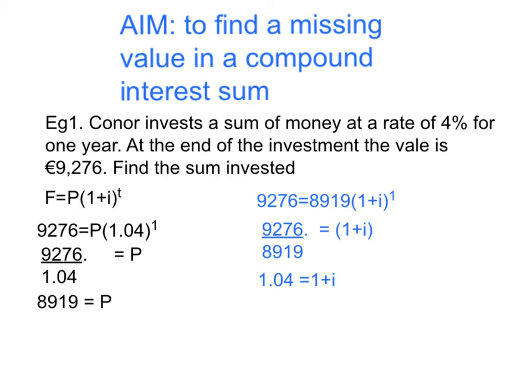So 1.04 is equal to 1 plus I, and now again I'm doing opposite action. As you can see, I want to get my I on its own. Doing a little bit of algebra here, trying to isolate your I. So I'm going to bring my 1 over to the other side. And what happens to the 1 when it crosses an equal sign? At the moment it's plus. When it crosses, it becomes a minus. So I brought the 1 over, and it's become a minus. So 1.04 minus 1 is equal to I, which is 0.04, which is 4%. Exactly the same as I started off with up here.